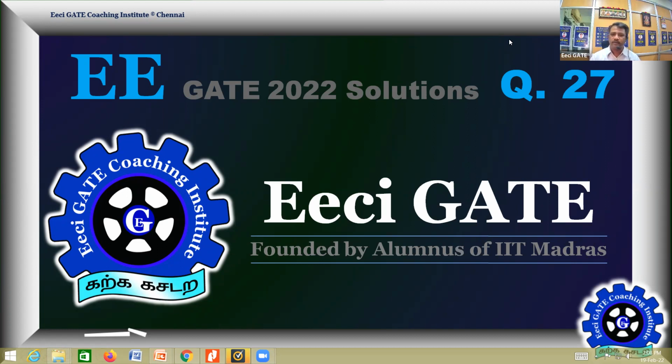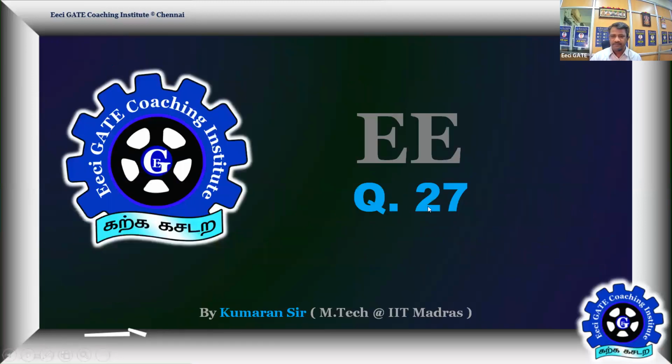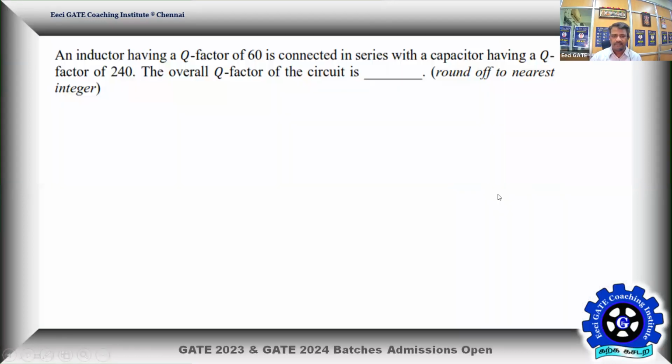The next problem, number 27, is based on the RLC series resonance circuit, and is a problem based on quality factor. That's the problem given. We have an inductor with a Q factor of 60 connected in series with a capacitor with a Q factor of 240. What is the overall Q factor of the circuit? A very simple and interesting problem.